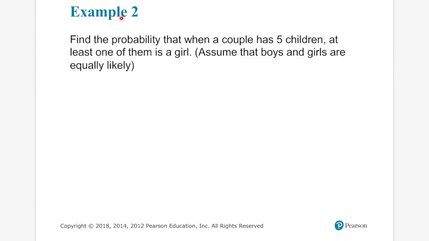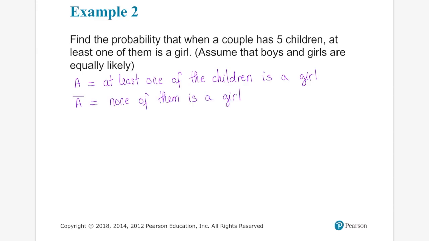Example 2. Find the probability that when a couple has 5 children, at least one of them is a girl, assuming that boys and girls are equally likely. So, event A is the event of having at least one girl. The complement of A is the event that not at least one of the children is a girl. So when you have 5 children and none of them is a girl, that means all of them are boys.